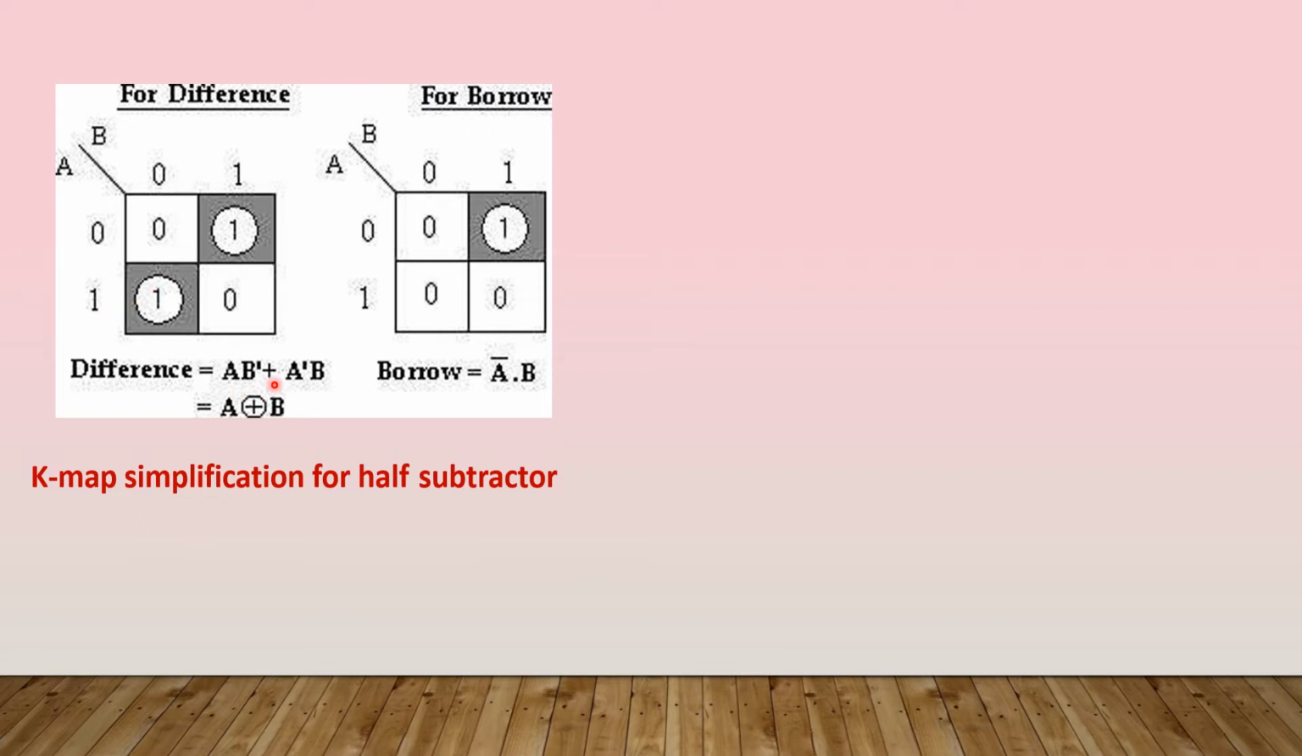So A B bar plus A bar B, we know that it's an XOR gate, that is XOR operation. So we can write it as A XOR B. Similarly, we can just write it for borrow, since it has only one group. So the left hand side is 0. Again, it's nothing but complement of the variable. So therefore A bar, and topmost bit is 1, which corresponds to the variable B. So therefore A bar B. So borrow out is equal to A bar B. Now this is the simplified Boolean expression for difference as well as borrow out.